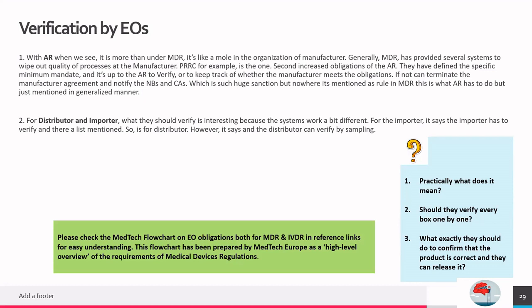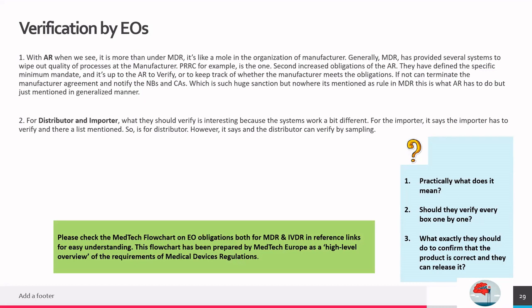So for the distributor, it says the distributor can verify by sampling. Does that mean they can verify each and every individual product? What is the answer? The whole lot of confusion arises because of this. First, can they verify one box and is it sufficient, or does that mean that the importer has to open every box or check every product specifically?